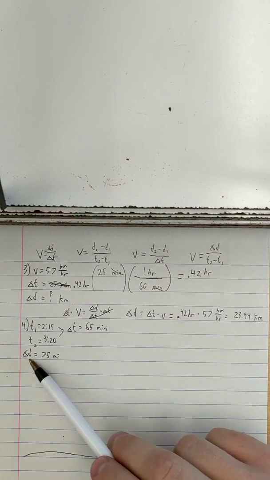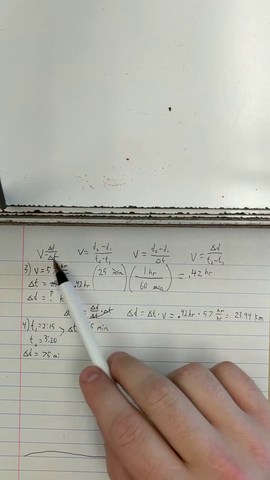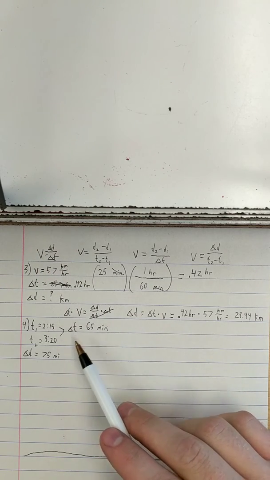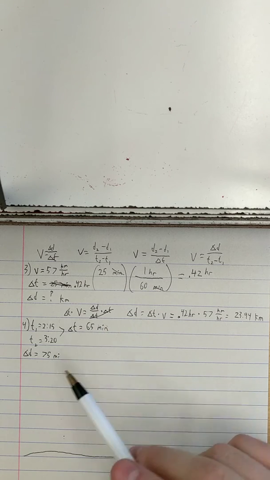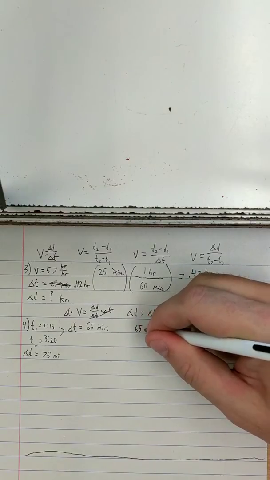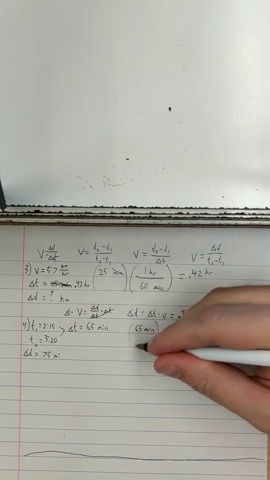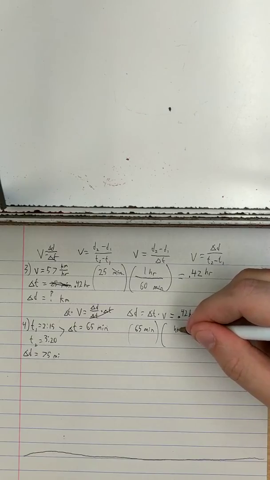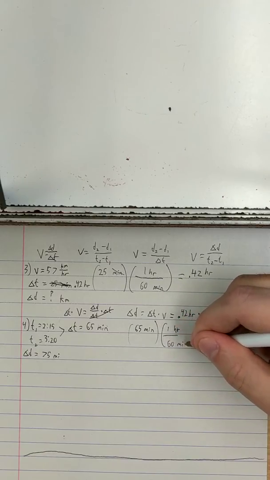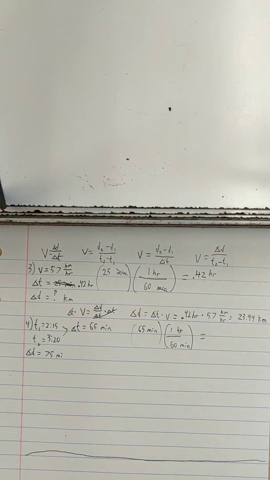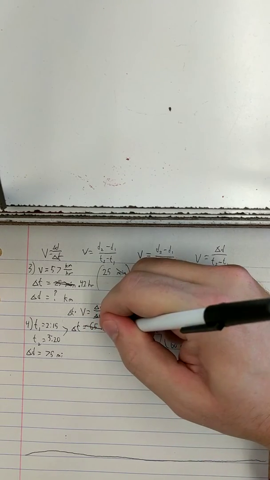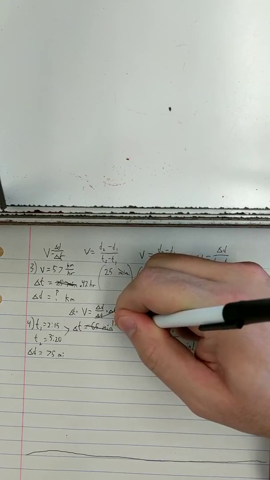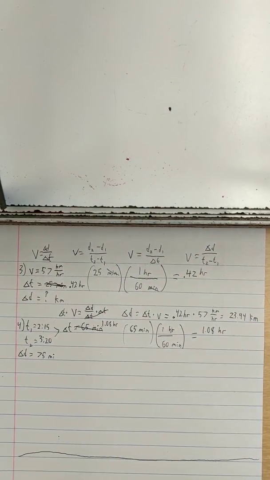Look at what we have. We have delta D, we have delta T, and we're trying to find V. That's why we're using this equation right here. But we want our speed in miles per hour. If I did it right now, I'd get it in miles per minute. So I'm going to change this 65 minutes. It's going to be the exact same conversion we just did. 1 hour on top, 60 minutes on the bottom. And I'm going to get something that should be just a little over 1, 1.08 hours. So I'm going to change that right away, 1.08 hours.